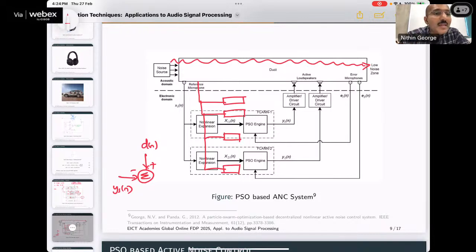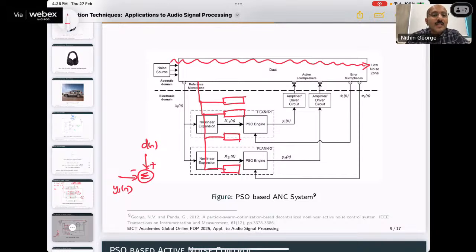This summation is not a summation block. It is a summation which is happening in the air. Okay, it is not a sum block. It is a virtual sum. It is a sum which is happening in the acoustic domain. It is not a sum which is happening in the electronic domain. So in the software, I cannot have n number of sum blocks and find n number of errors.